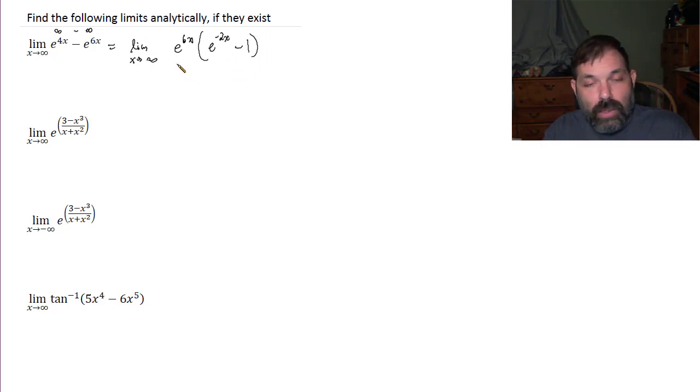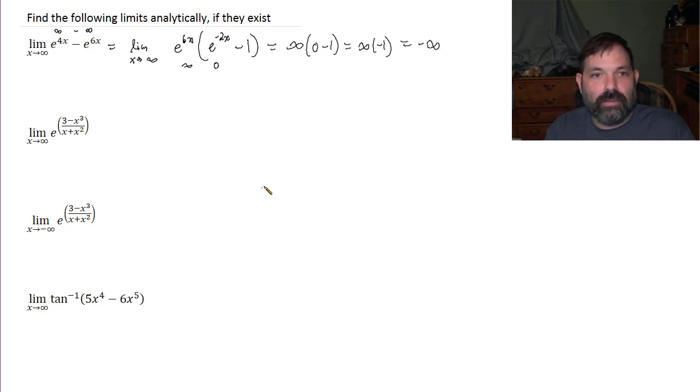All right, now let's think about this. If I try to substitute infinity, e to the negative 2x is going to behave like e to the negative x, and so that's going to give me a 0. E to the 6x is going to behave like e to the x, and that's going to be an infinity. So then this becomes an infinite value times 0 minus 1. That's an infinite value times negative 1. That's negative infinity.